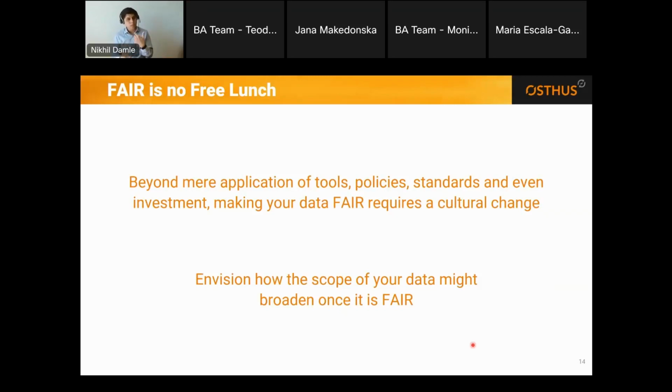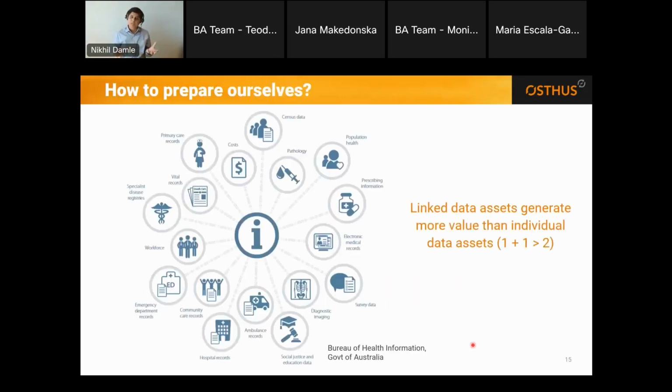And how will you achieve this? You will achieve this only when you start envisioning how the scope of your data will increase when it becomes FAIR. And once you can think about such things, then you can start identifying the data assets and make them FAIR. So how do we prepare ourselves, how do we achieve this? One way to do this is to link our data assets.